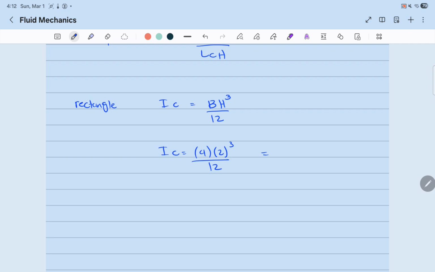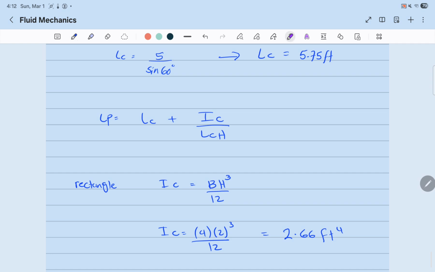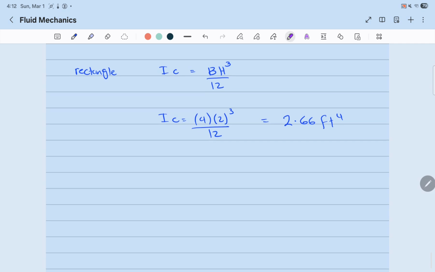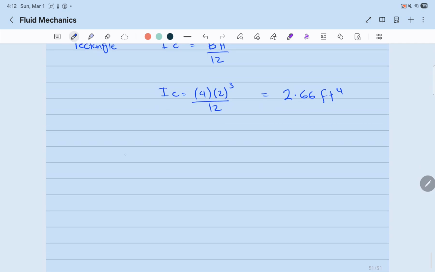So the height is basically the length vertically. I know it's inclined, but it's still vertically. So the height is 2 feet and the base is 4. Okay. Moment of inertia will equal 4 times 2 cubed over 12. That will equal 2.66 feet to the power of 4. Now we have the moment of inertia. We can plug that in here. Plug in our givens. We calculated the area before. LC. Therefore, we'll get LP equal 5.81 feet.